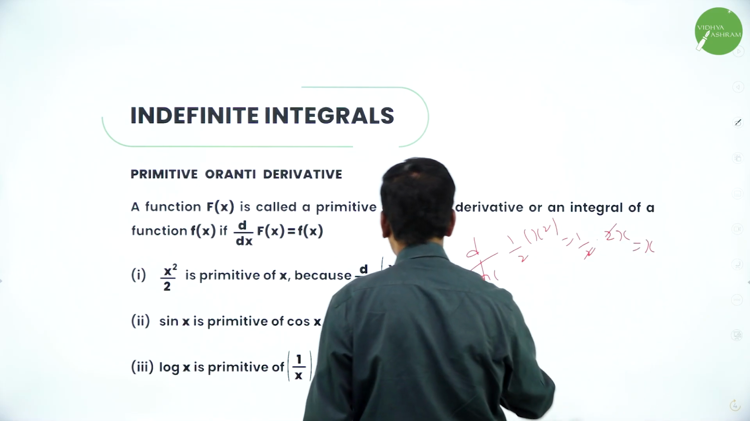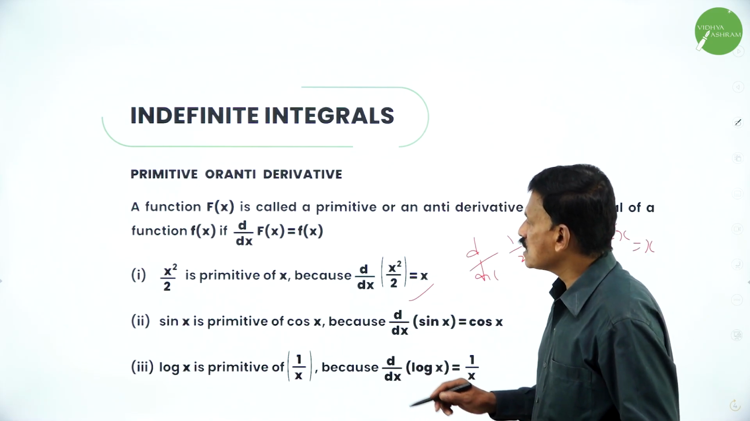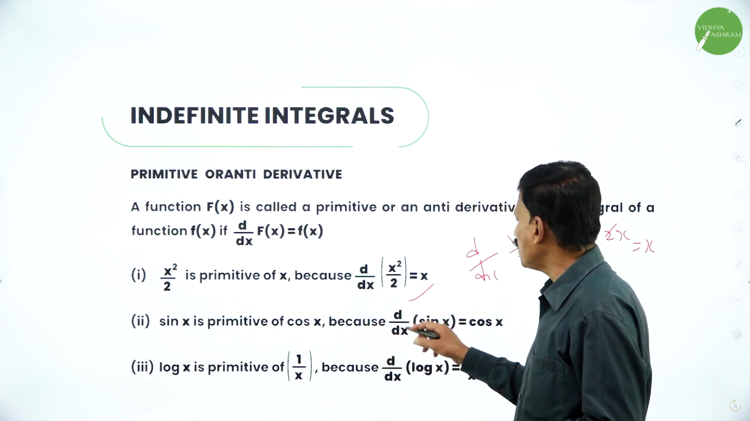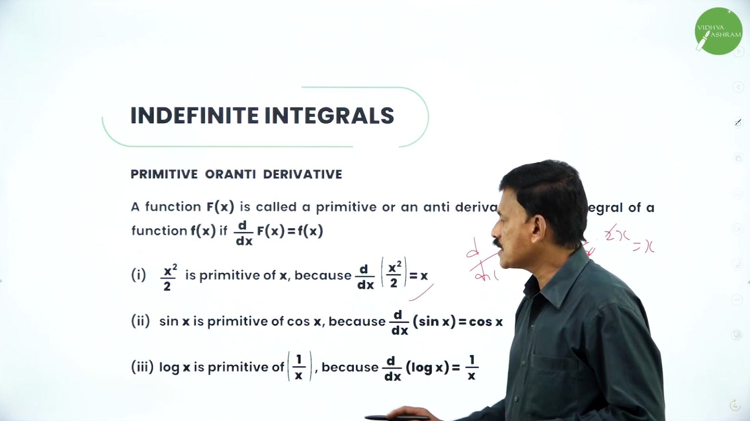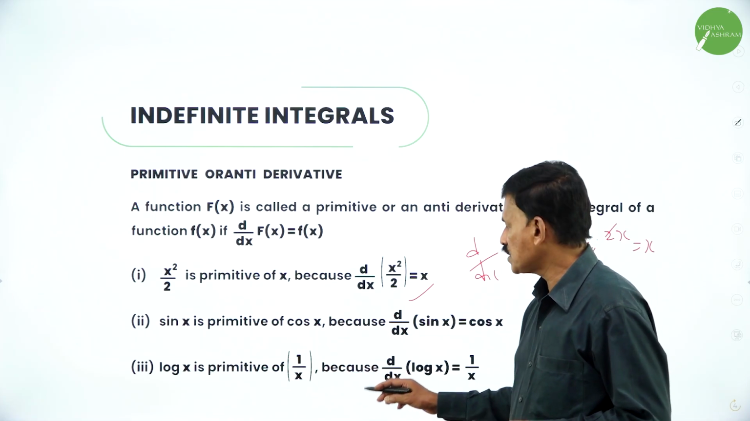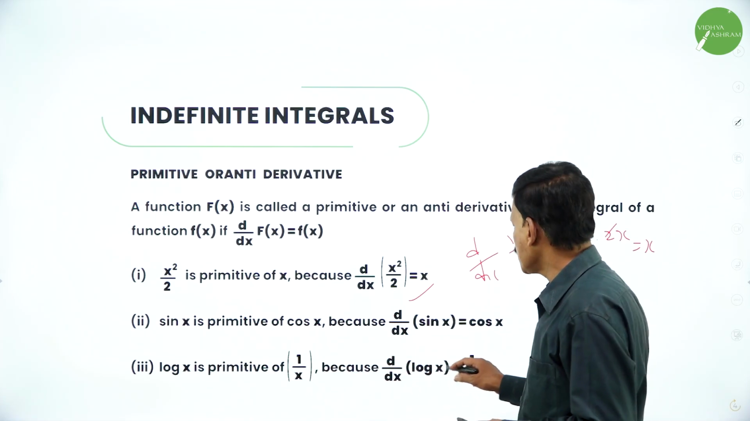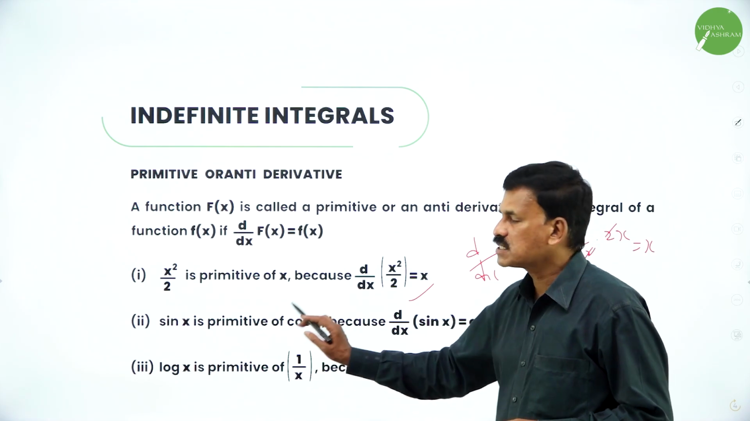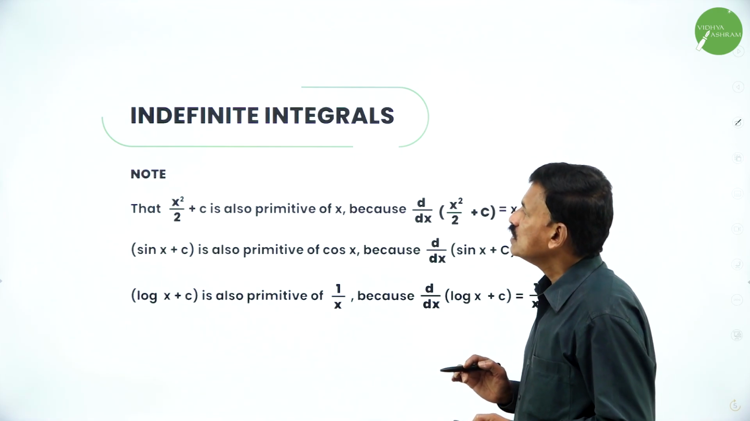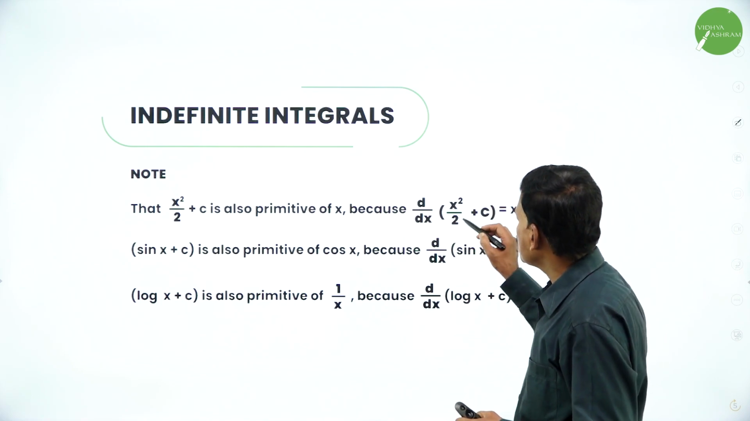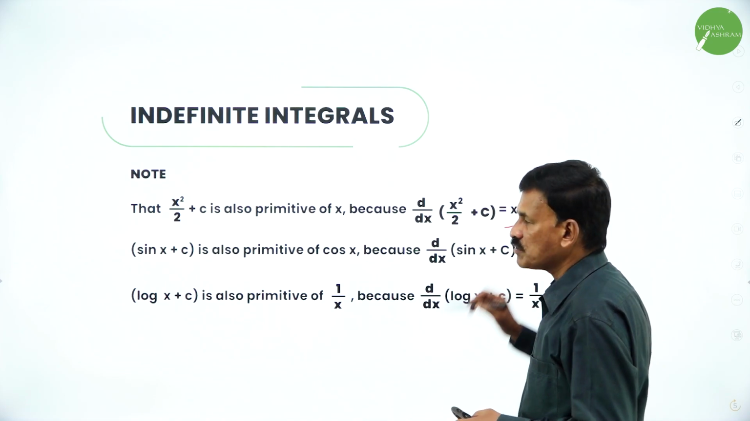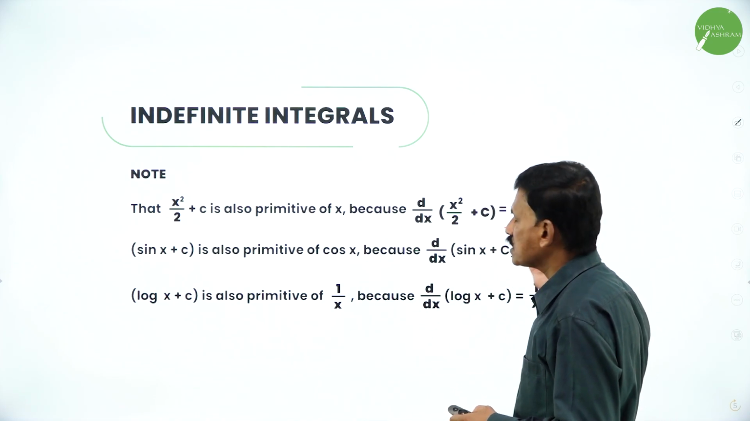Similarly, sin x is the primitive of cos x because d by dx of sin x is cos x. So you integrate cos x, you will get sin x. Log x is the primitive of 1 over x because d by dx of log x is 1 over x. So if you integrate 1 over x, you will get log x. Therefore, x square by 2 plus c is also a primitive of x because d by dx of x square by 2 plus c is equal to x, where the derivative of a constant is 0.